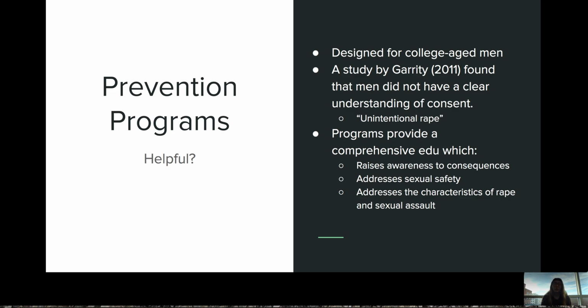These programs would provide a comprehensive education which would raise awareness of consequences such as the legalities. It would address sexual safety such as using condoms and how to lower your risk for STDs and STIs. And it would also address the characteristics of rape and sexual assault, which would directly combat unintentional rape. It would tell you this constitutes consent and this does not constitute consent.